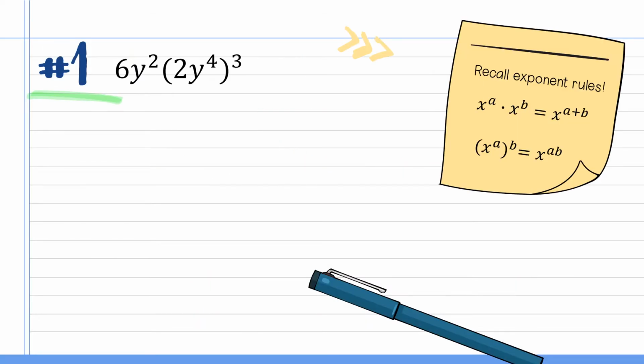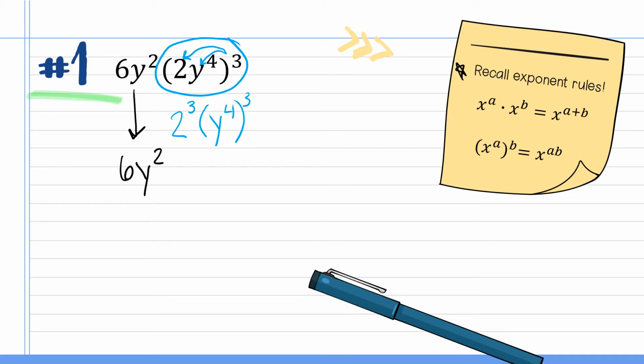In number 1, we want to multiply 6y squared times the quantity 2y to the 4th raised to the 3rd power. In order to complete this problem, we need to remember the two exponent rules listed on this post-it. To start, we want to simplify this expression, 2y to the 4th all raised to the 3rd power, and we want to do that by applying the 3rd power to both terms. So that term is actually going to become 2 to the 3rd power, and then y to the 4th to the 3rd power. When we simplify, we can bring down our 6y squared.